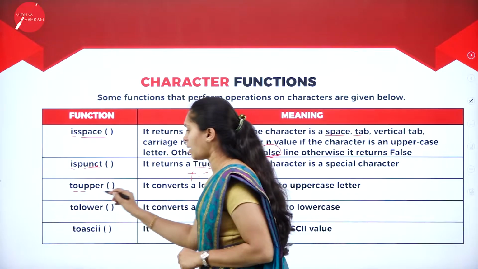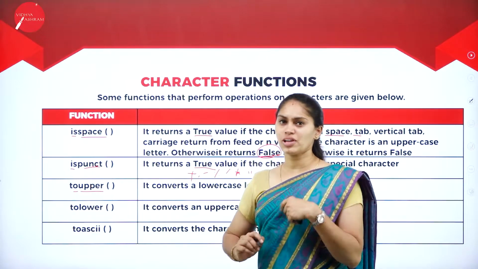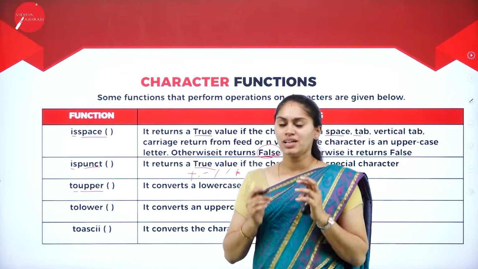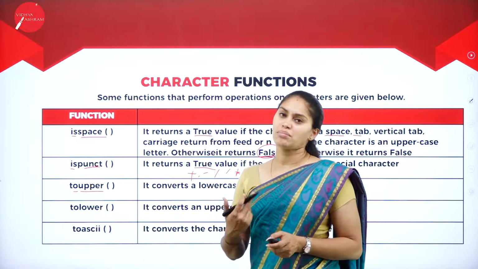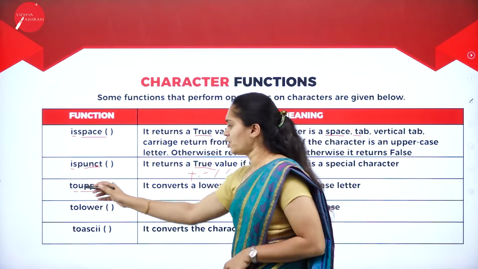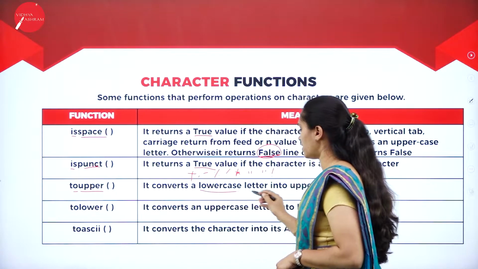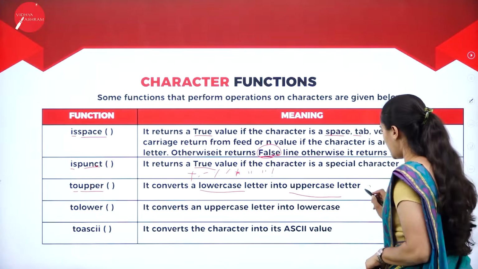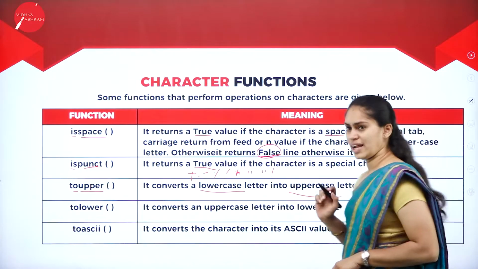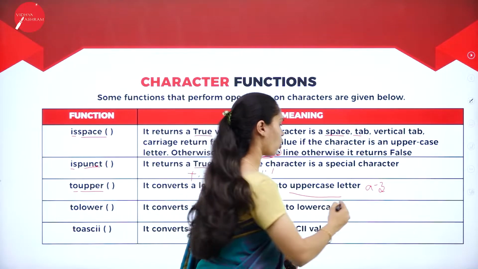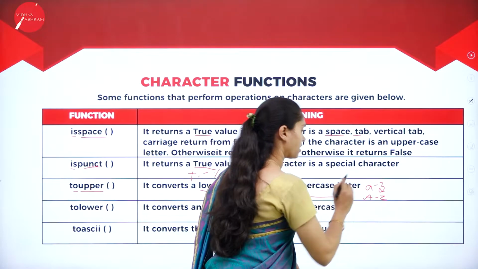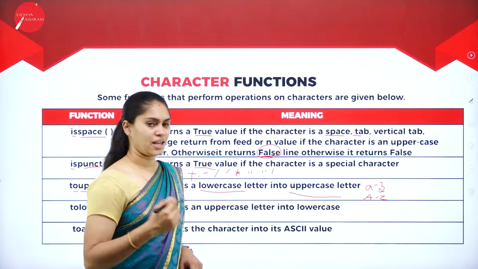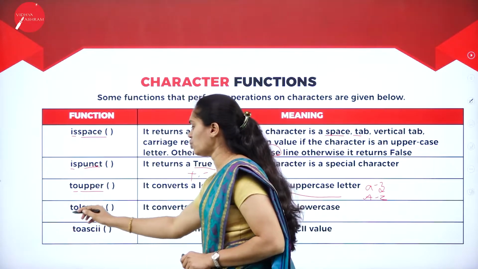Next, to upper. That means we have to give a lowercase input that will be converted into an uppercase value. So here, to upper in the sense it will convert a lowercase letter into an uppercase letter. Then my input must be from small a to z. So what will be the output it will give? It will give capital A to Z based on the character that we give as input.